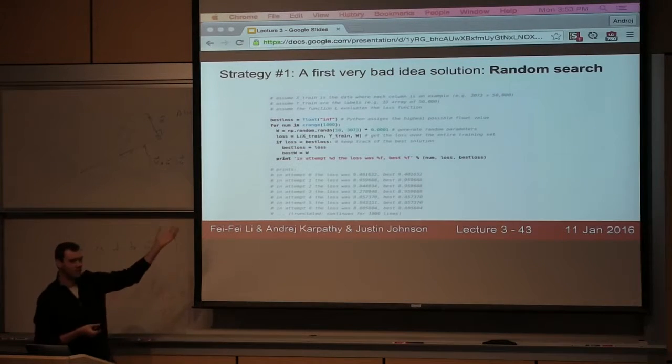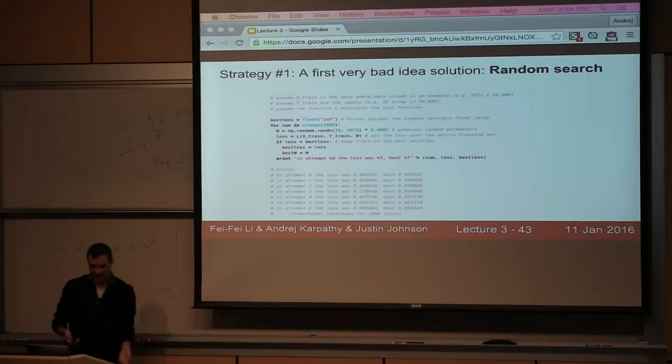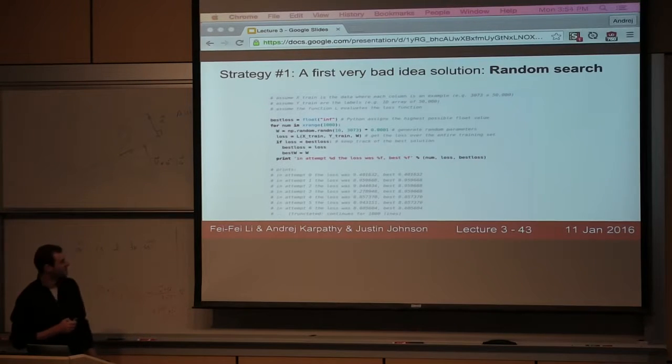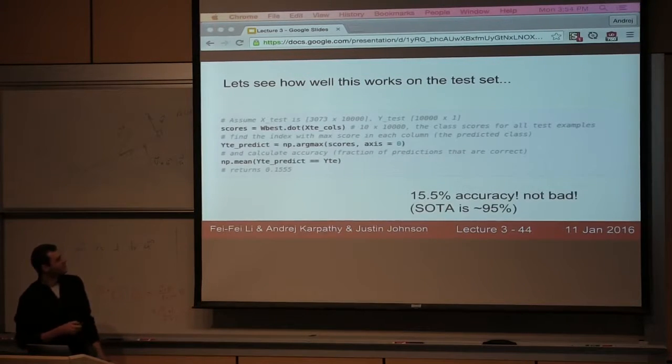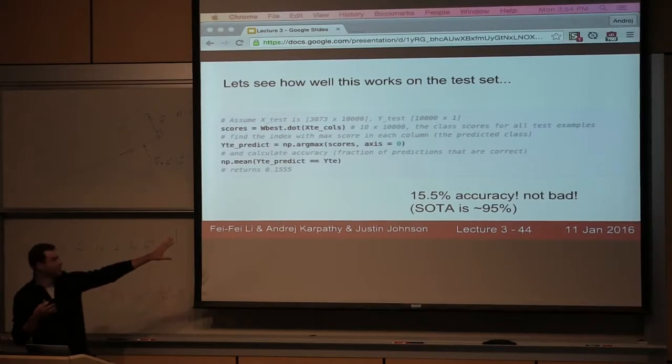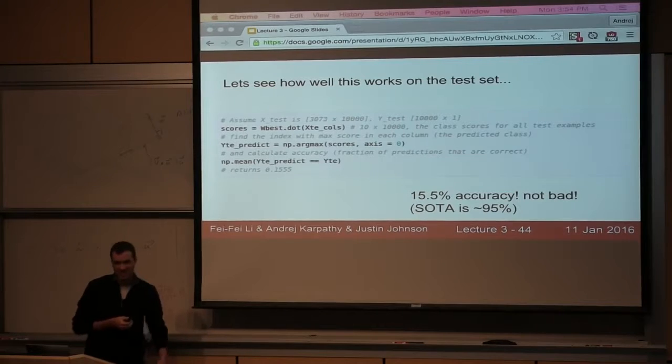And I can just keep track of the w that works best. Okay? So that's an amazing process of optimization, of guess and check. And it turns out if you do this, I think I tried 1,000 times. If you do this 1,000 times and you take the best w you found at random and you run it on your CIFAR-10 test data, you end up with about 15.5% accuracy.